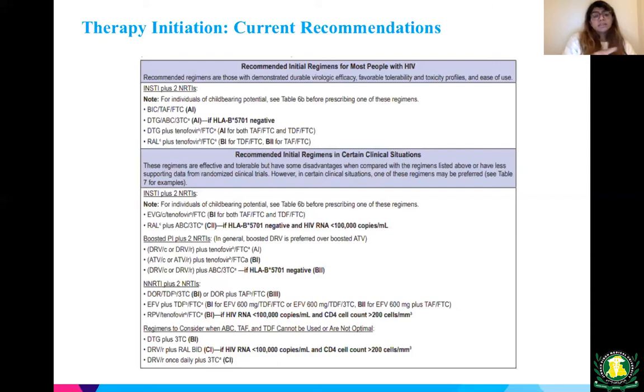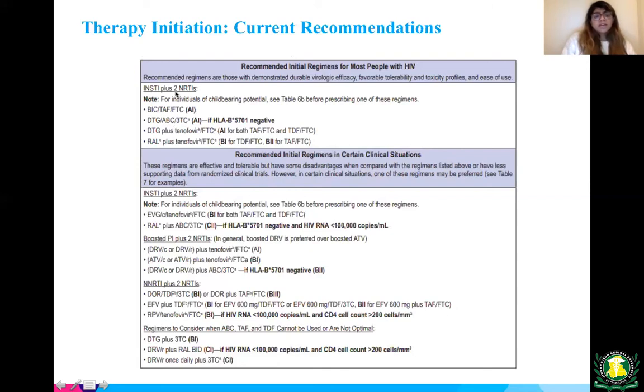So that's the first one. So BIC/TAF/FTC, that's Biktarvy: bictegravir, tenofovir, and emtricitabine. So tenofovir and emtricitabine are the 2 NRTIs. Bictegravir is the integrase inhibitor. So again, 3 different types of medication. That second bullet right here, you have dolutegravir, that's the integrase inhibitor, and then you have abacavir, and then you have lamivudine. These are the 2 NRTIs.